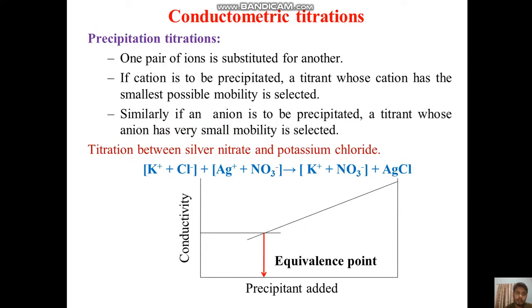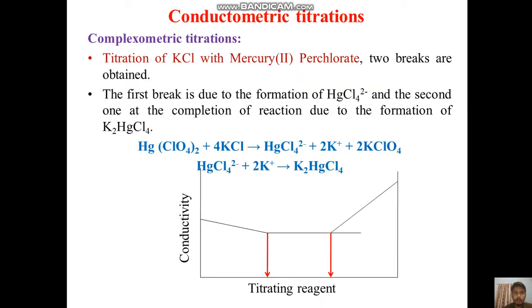Then we have precipitation titration. Here one pair of ions is substituted for another. If the cation is to be precipitated, then a titrant whose cation has the smallest possible mobility is selected. Similarly, if an anion is to be precipitated, a titrant whose anion has very small mobility is selected. In the titration between silver nitrate and potassium chloride, here you can see the equivalence point, which I have marked in red.